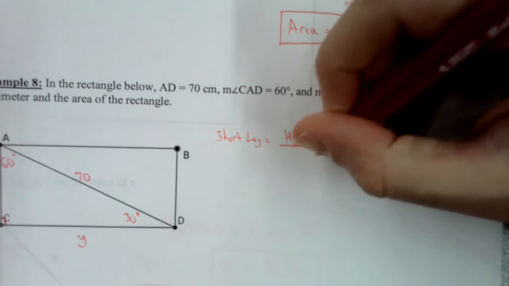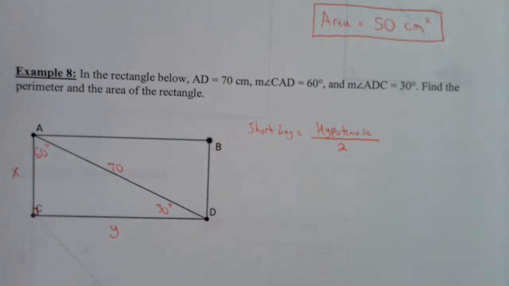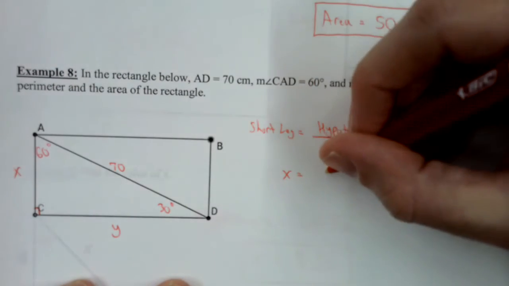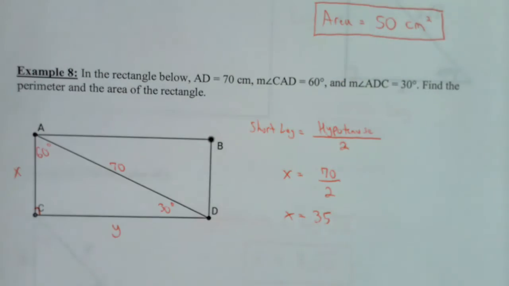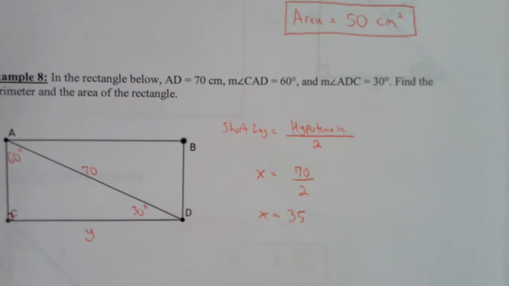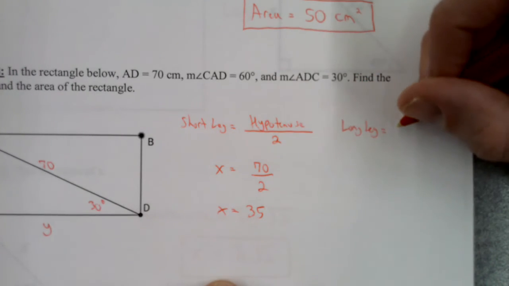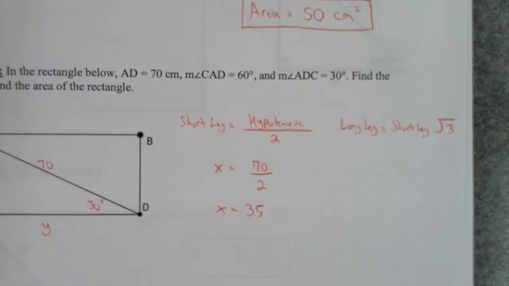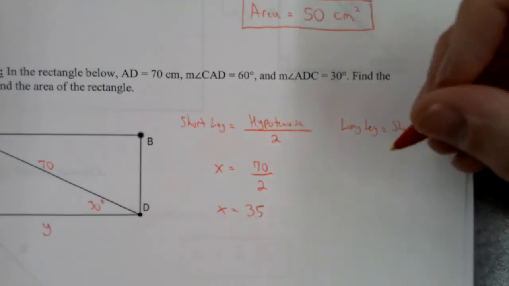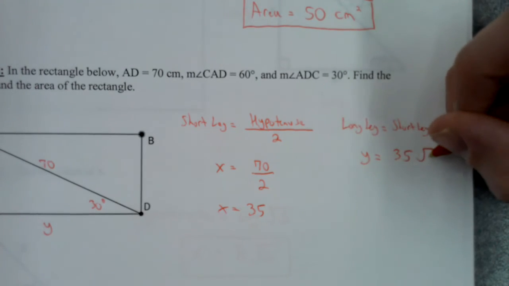Okay, short leg equals hypotenuse divided by 2. So the short leg in our case is X. X equals 70 divided by 2. X equals 35. Very good. Now let's find Y, the long leg. Long leg equals short leg times the square root of 3. So the long leg is Y. It equals the short leg, which is 35, times the square root of 3.